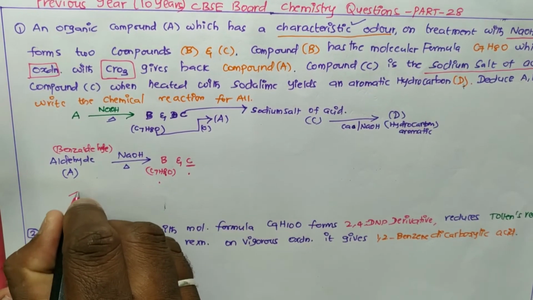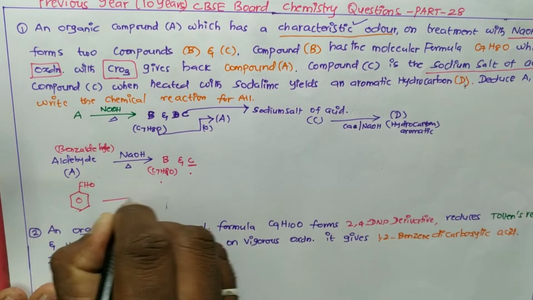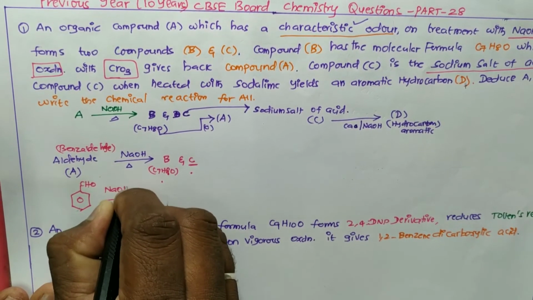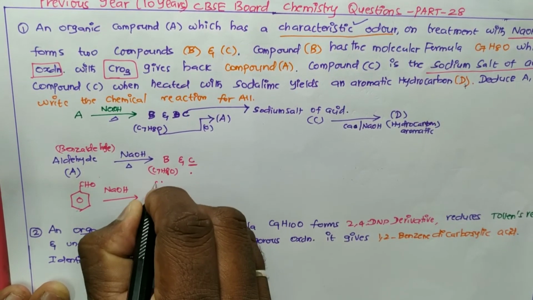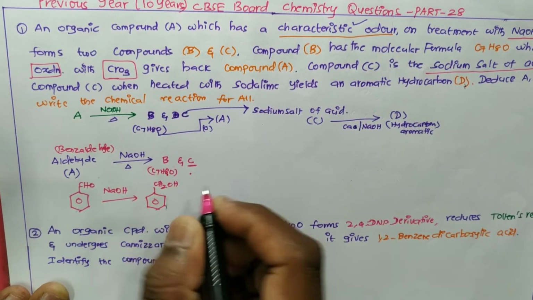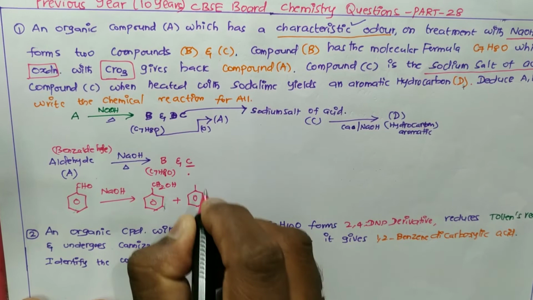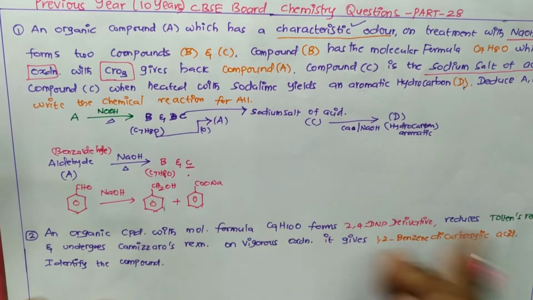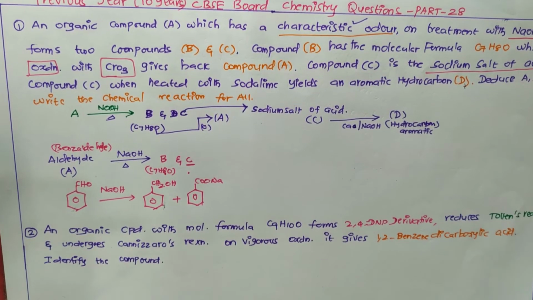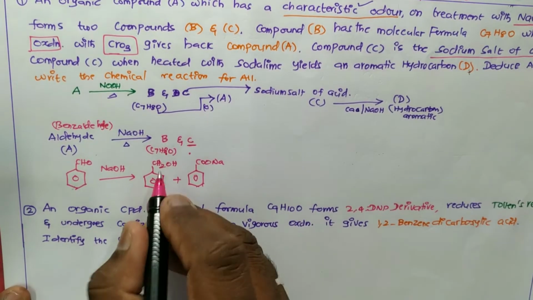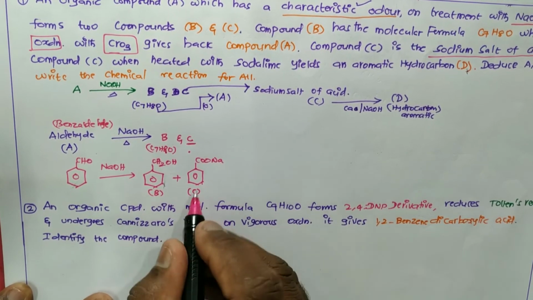If I take benzaldehyde, C6H5CHO, and react it with NaOH, I will get two different products. It is a kind of disproportionation reaction, because oxidation as well as reduction take place. Here I will get C6H5COONa, as we discussed in the earlier class regarding the Cannizzaro reaction. This is compound B, and this is compound C, according to our concept.